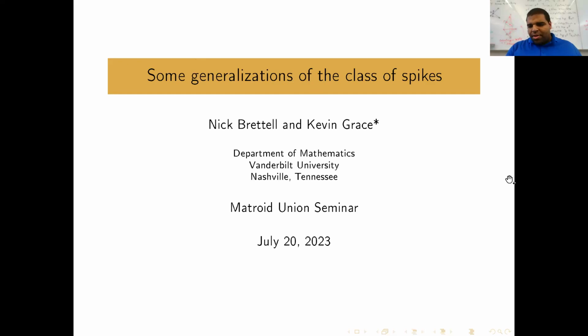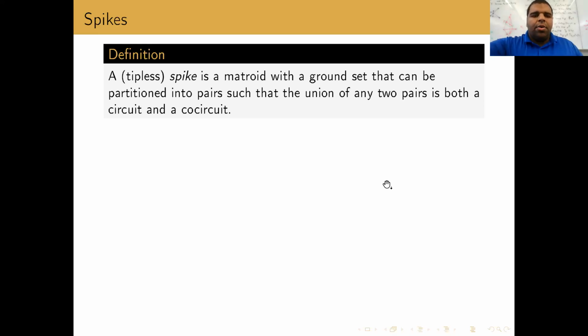Since we're talking about generalizations of spikes, let's make sure we are all familiar with spikes themselves. What I'm calling a spike is more specifically a tipless spike, which is a matroid with a ground set that can be partitioned into pairs, such that the union of any two pairs is both a circuit and a co-circuit. So these are circuits with 4 elements and co-circuits with 4 elements.